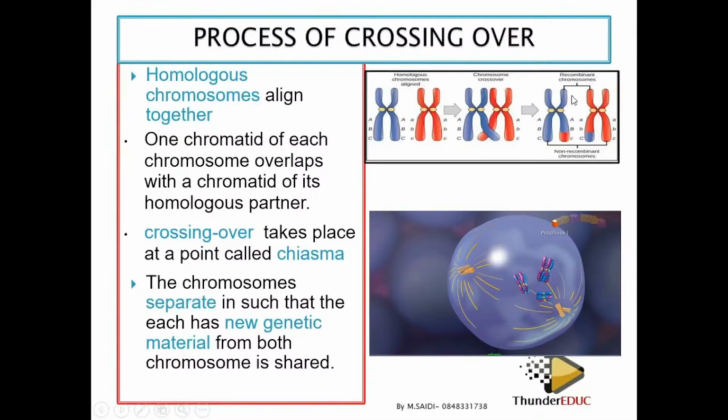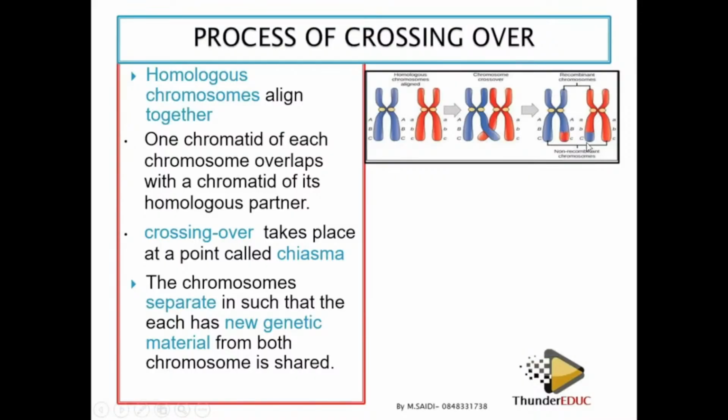And then after that they separate so that each chromosome has different genetic material from one another. Look, it started with ABC, but this one has small letters. The small letters were found on this chromosome. And this one is ABC, but this one has capital letters. The capital letters came from this blue. It means that the red took the blue, and the blue took the red. Because of this, it's going to cause different gametes to be formed.